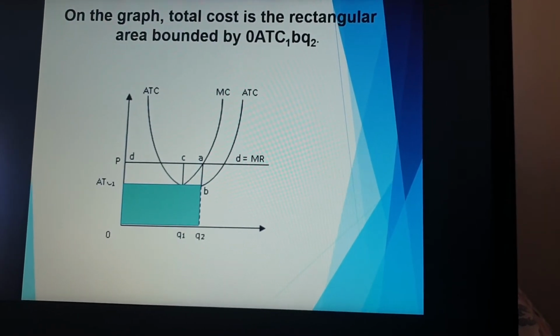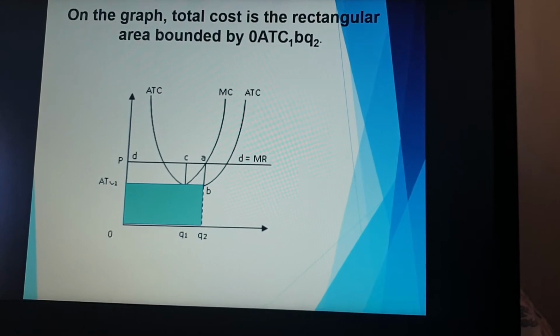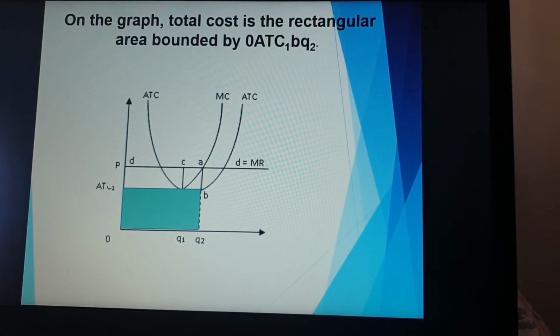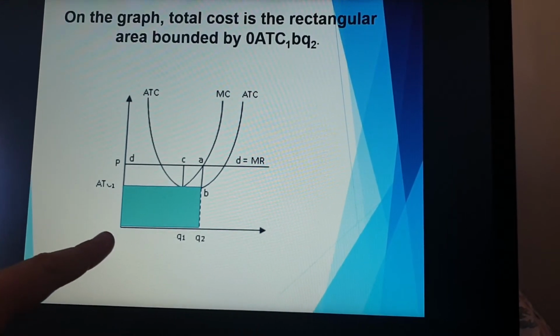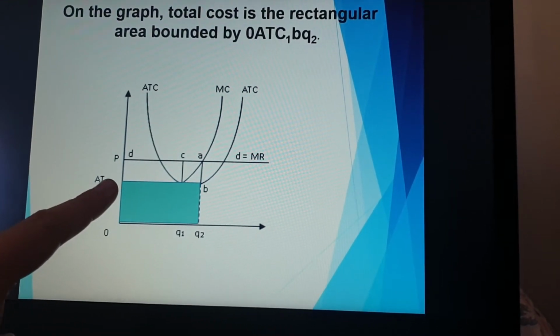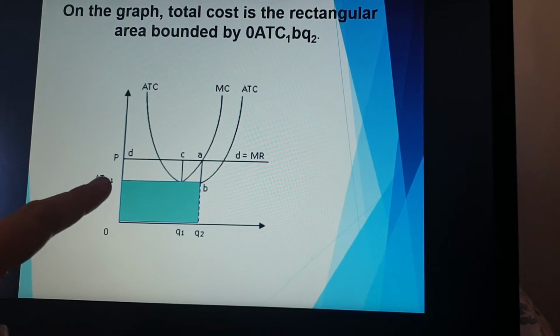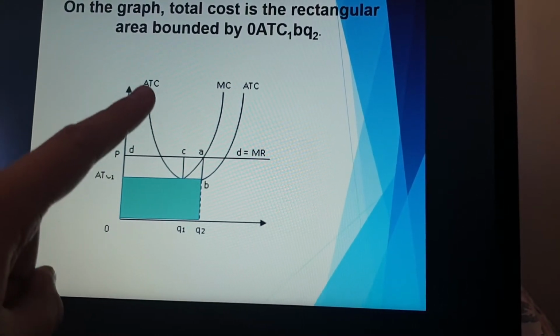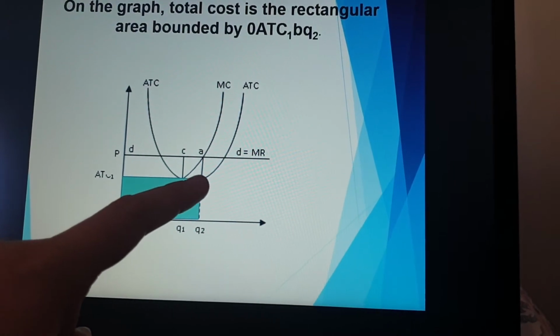So if I have to represent it on a graph, on the graph, the total cost is the rectangular area bounded by, again, 0, ATC 1. Why ATC? Because that is my cost. And where did I get the cost from? From my ATC curve.